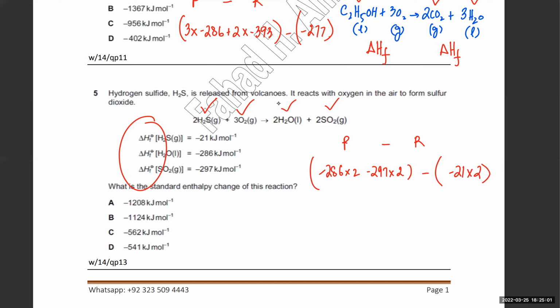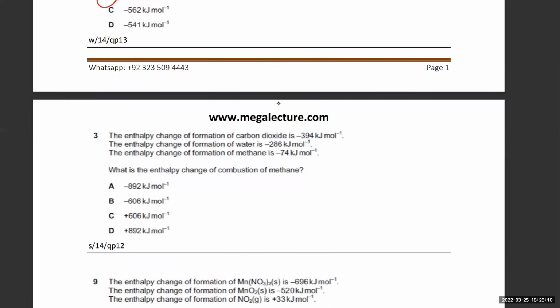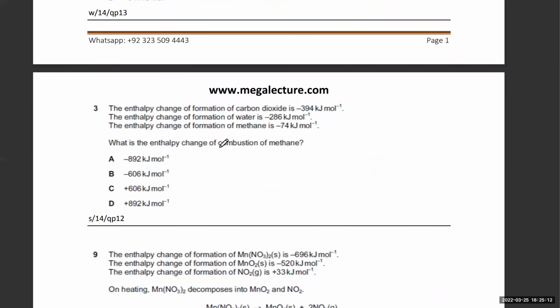What is the answer? B as well, sir. So this is very simple. Again, combustion of meat. The only problem I see is that people get confused when they see combustion written. Okay, remember, the enthalpy change you need to find is irrelevant, it could be anything.